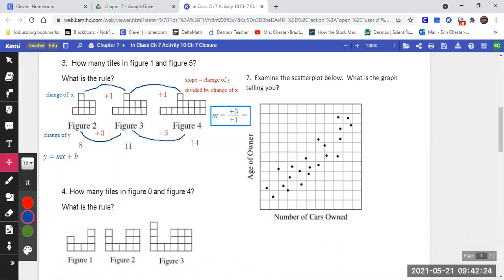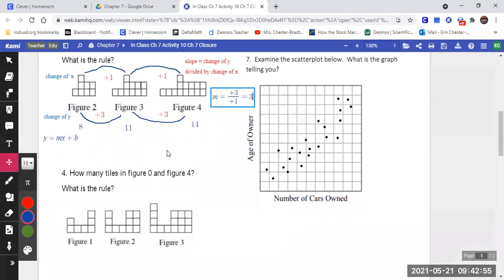And for the rule, it would simplify to what number? So it goes in the rule. Three, because positive 3 divided by positive 1 makes 3. Okay, we need to figure out 5, we need to figure out 4, and we need to figure out a rule. So we know an M, we know an X and a Y. So we're going to solve for B.